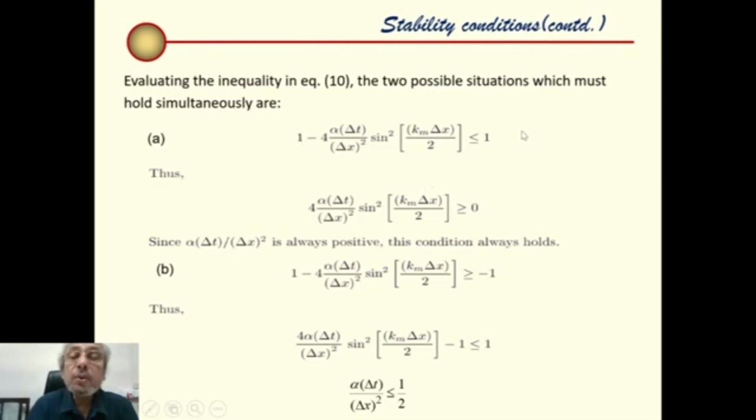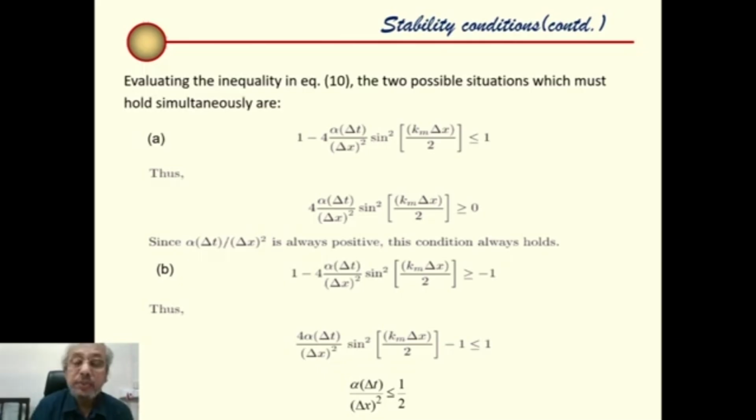And this is very straightforward. In order to satisfy this, what has to be satisfied is that 4 alpha delta t by delta x square into sine square km delta x by 2 must be greater than equal to 0. We can see that alpha is the diffusivity, it cannot be negative. Delta t is the time step, it is also not negative, and delta x square is positive. So this quantity is always positive, and this condition always holds good.